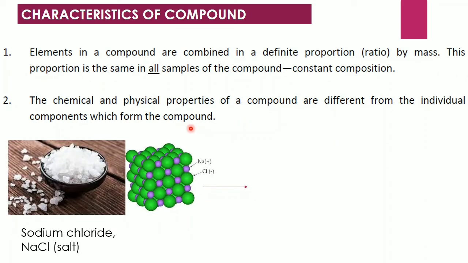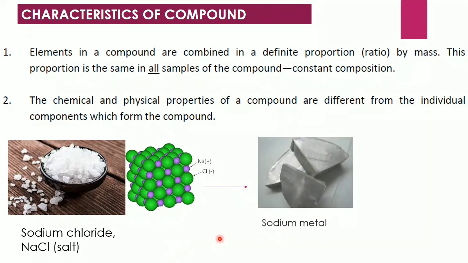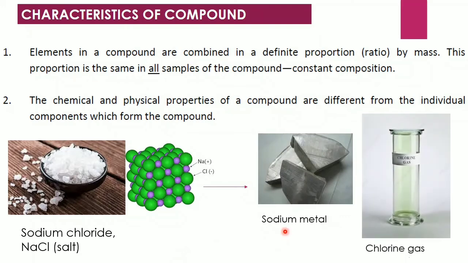We can see another example here, which is the sodium chloride compound. In sodium chloride there are two elements, Na and Cl. When we decompose it, when we break it down by electrolysis, we will get sodium metal and also chlorine gas. The chemical and physical properties of these two individual components are different from the compound. So when they form a compound, their properties change totally.